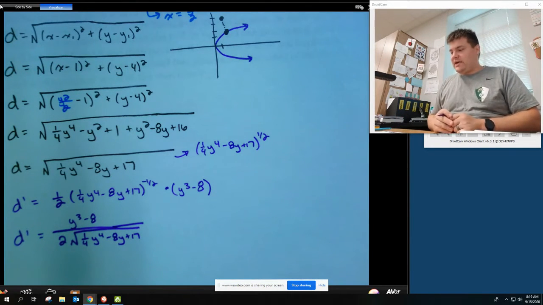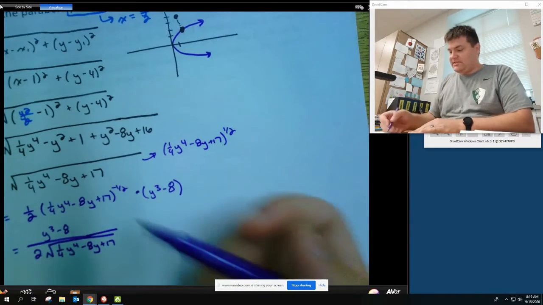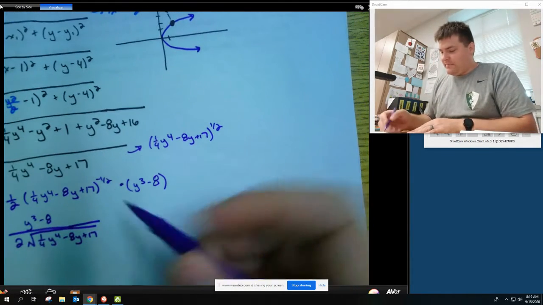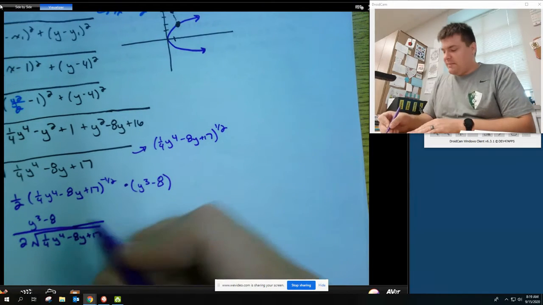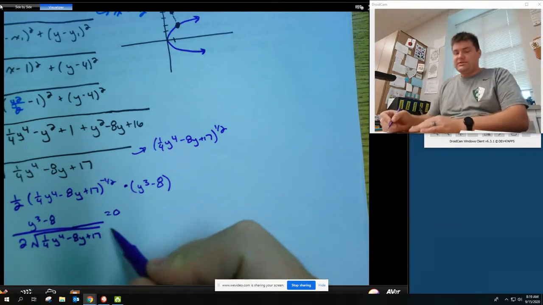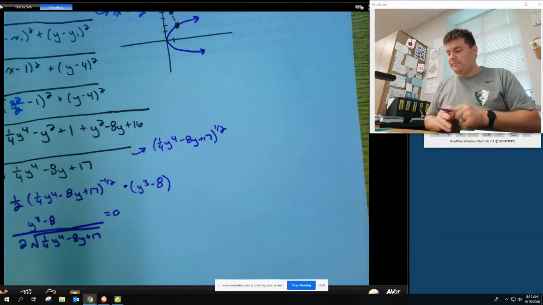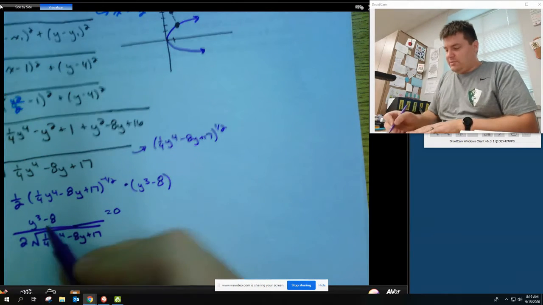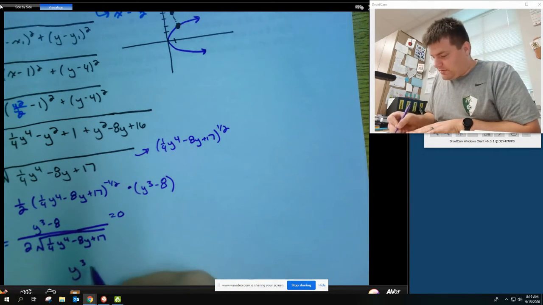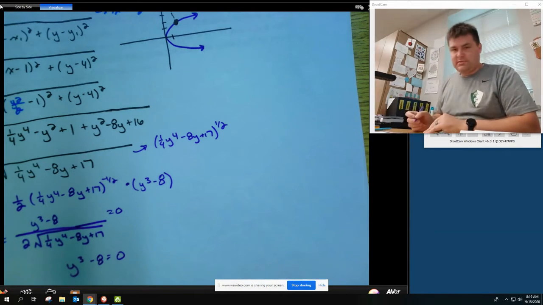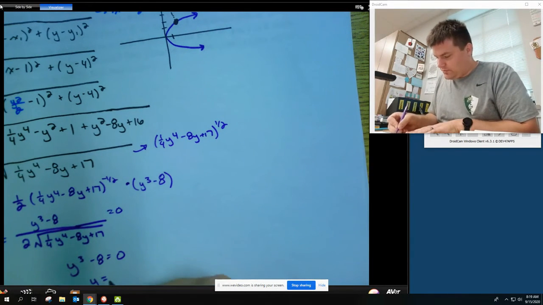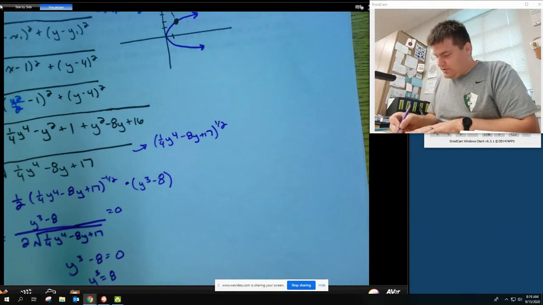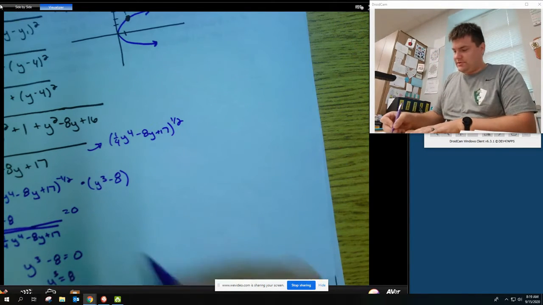So to go ahead and do that, I'm just going to set this equal to 0. I just need to find just the top equal to 0, believe it or not. I don't need to do the bottom equal to 0 because that's going to give us something that's undefined, and that's not going to help us out a lot. So I'm just going to set the top equal to 0. So y to the 3rd minus 8 is equal to 0. Solve for y. So y cubed is going to equal 8. Cube root both sides, y is going to equal 2.